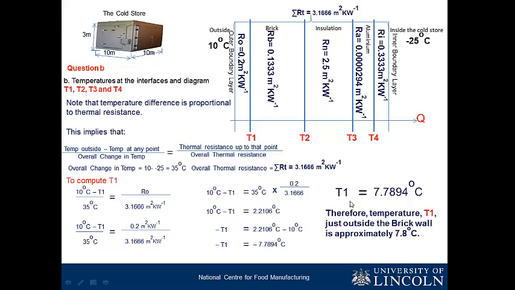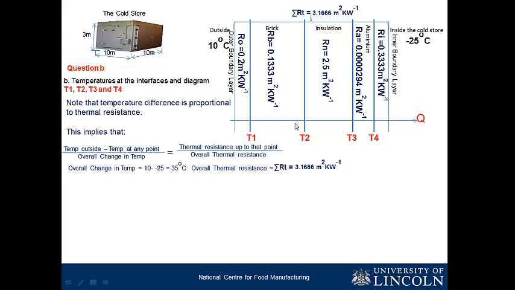Now, that is T1. If you want to calculate T2, the question I want to ask is, what will be the thermal resistance up to that point? Can you tell me that? Oh, good. That will be 0.2 plus 0.133. You need to sum them together because we want to find T2. So the thermal resistance up to that point will be the summation of that. So let's quickly go and solve that.